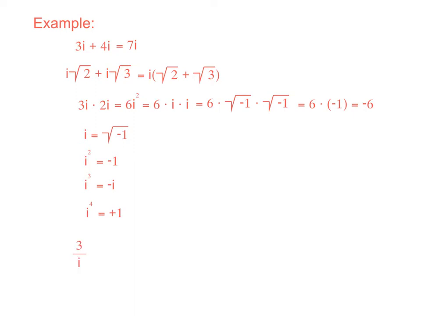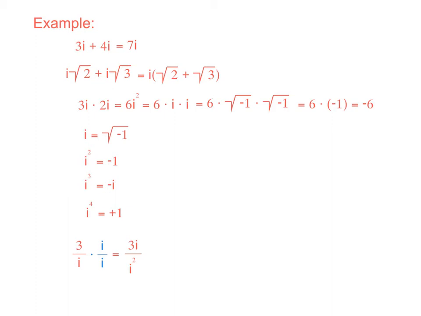So now let's look at one last example here in this series of examples. Let's say I had 3 divided by i, or 3 over i. Well, first of all, it's considered non-standard to have an imaginary number in the denominator of a fraction. So we must get rid of that. And the way we get rid of it is we simply multiply by i over i. So let's look at what happens here. Now this would yield 3i over i squared.